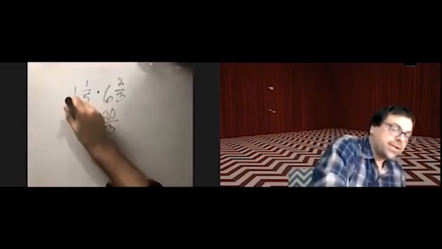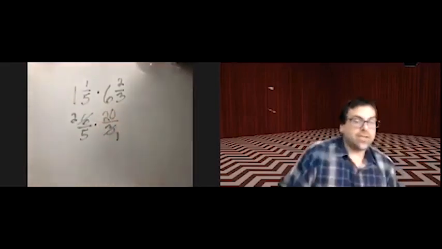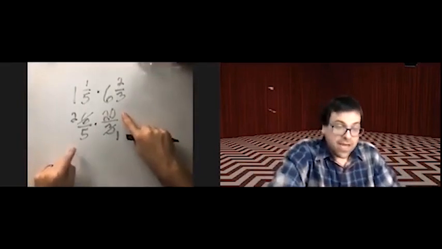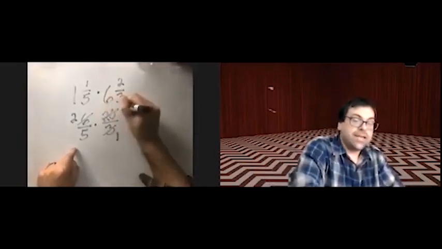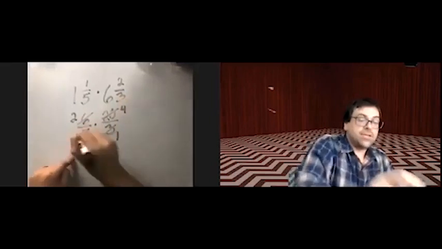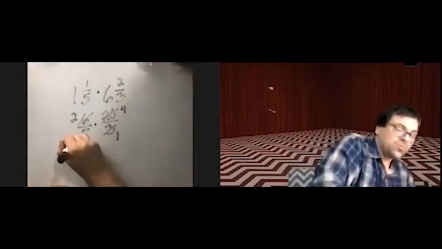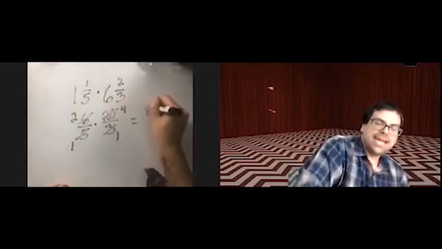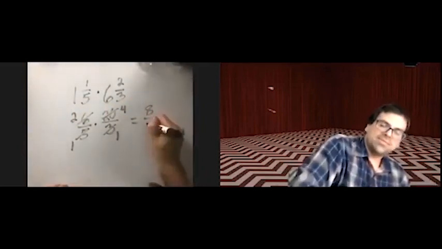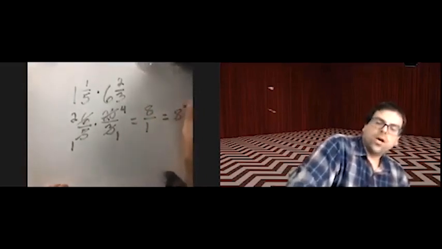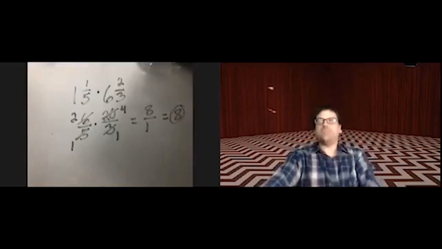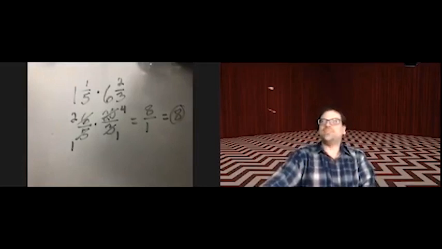6 divided by 3 is 2. 3 divided by 3 is 1. 20 and 5, both divisible by 5. 20 divided by 5 is 4. 5 divided by 5 is 1. On the top, 2 times 4 is 8. On the bottom, 1 times 1 is 1. 8/1 is just 8. Anything over itself, or anything over 1 is itself.